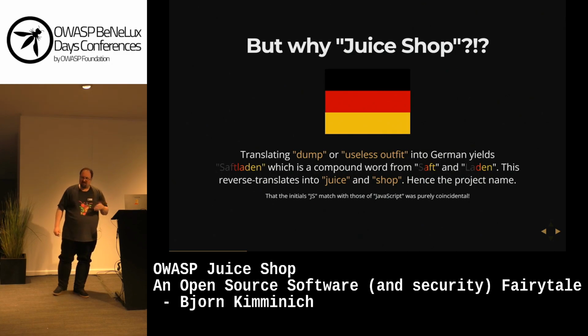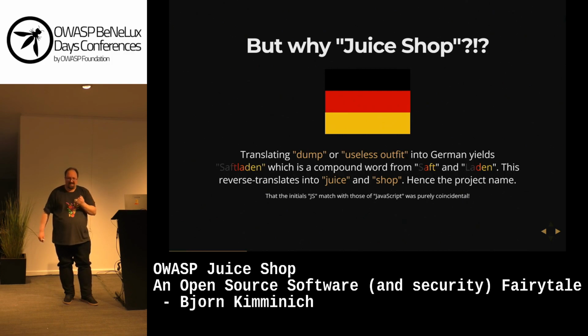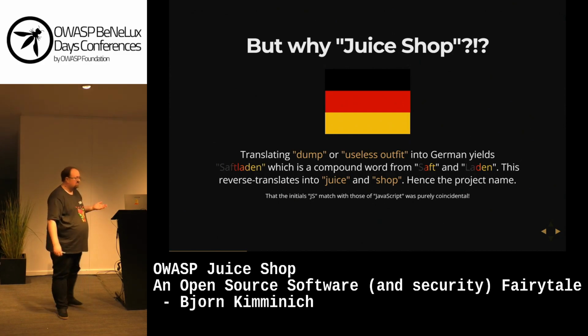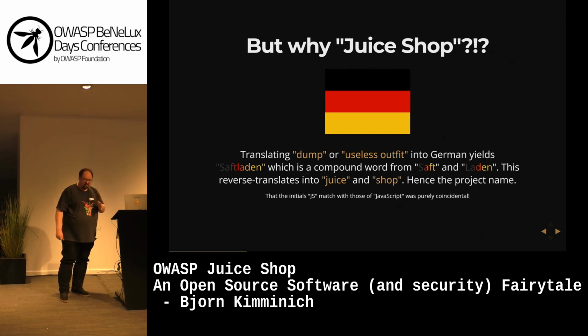You might ask yourself, or maybe you don't, why is it called Juice Shop? Well, it's a little word play, because in German there's a word, Saftladen, which describes a terrible shop, right? A terrible place to be. And if you split this up into Saft and Laden, then you end up with juice and shop, and this is how the name came to be. And I'm always saying this, and nobody believes me. It was really just purely by accident that Juice Shop JS has the same initials as JavaScript, right? That wasn't planned.